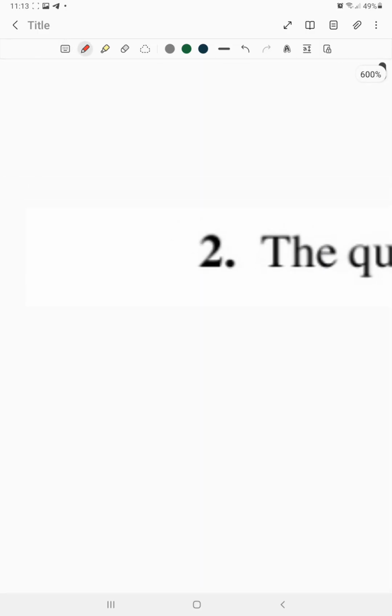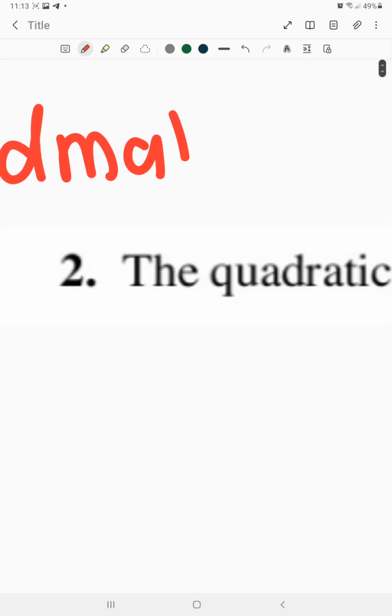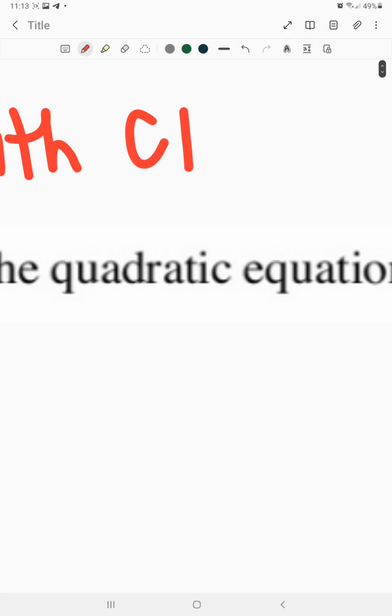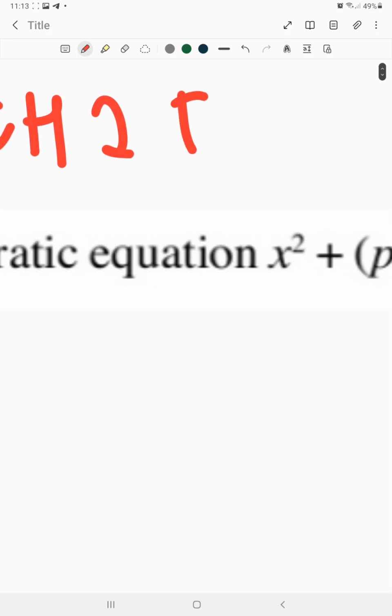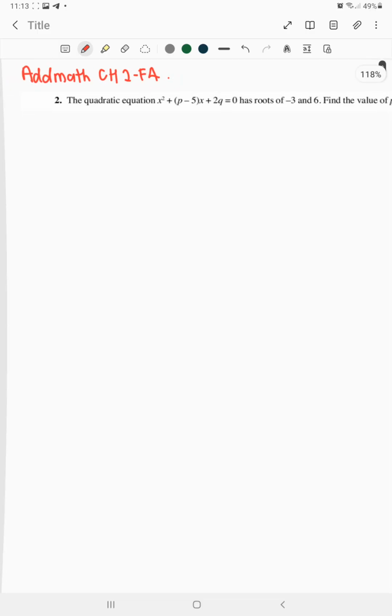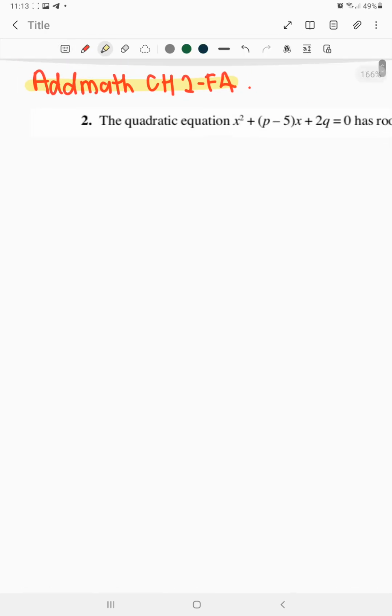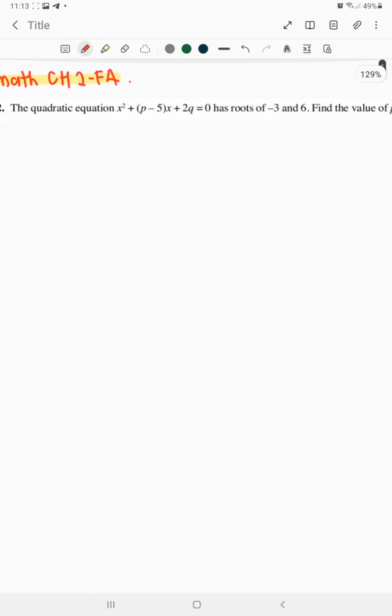Today we're going to do Addmaths chapter 2 question, Form 4, with me. So let's go. Chapter 2 is quadratic equation. You can take this question from the textbook, formative practice. So how to solve this question?